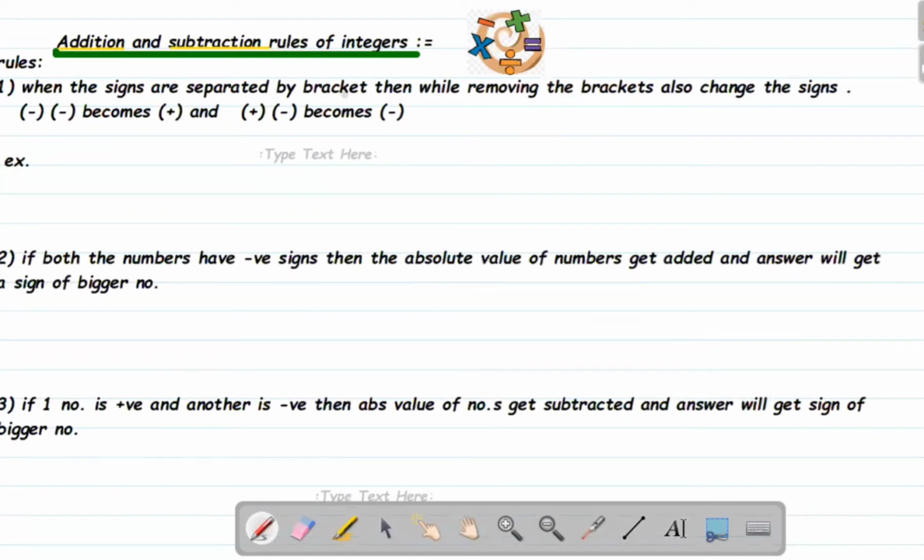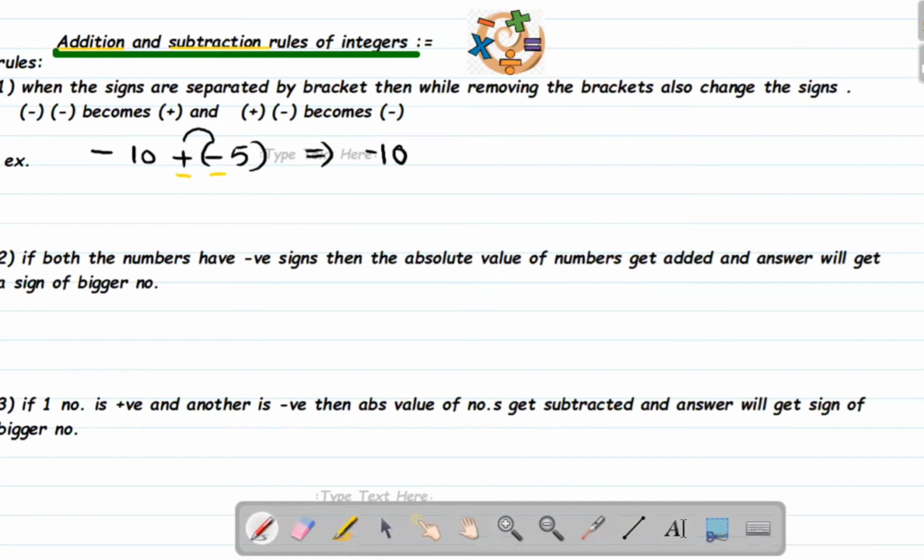When signs are separated by a bracket, then while removing the brackets, also change the signs. For example, if the question is minus 10 plus minus 5, two integers are given, both negative. To solve this, I need to open the brackets. Then the two signs will come directly in front of each other, that is plus and minus, and we know we can't write plus and minus signs together in front of each other.